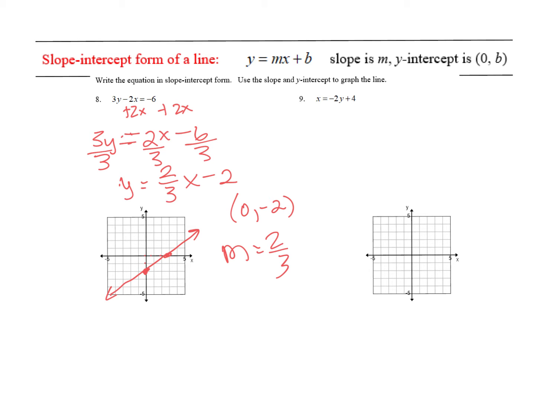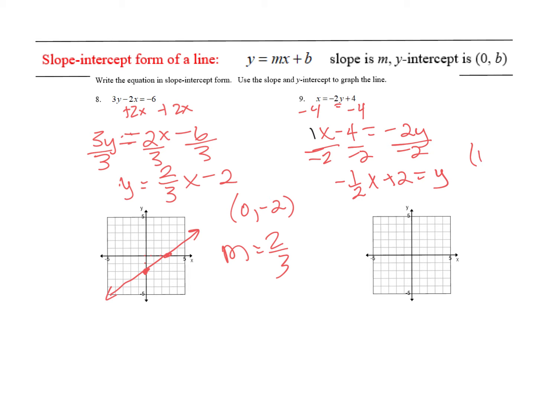Okay, let's look at number 9. To get number 9 solved for y, I'm going to subtract 4. So x minus 4, again, you can't combine those because they're not like terms. And then I'm going to divide by -2. So x divided by -2, remember there is an understood 1 here, so just keep that in mind. So that's -1/2 x. -4 divided by -2 is +2 equals y.